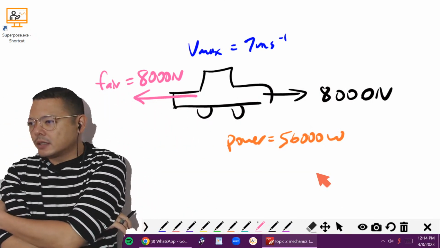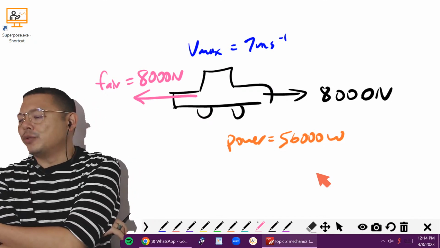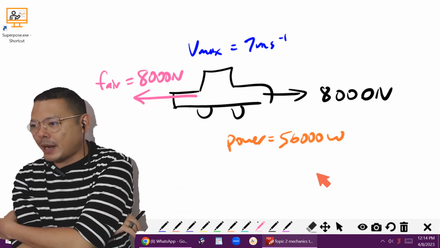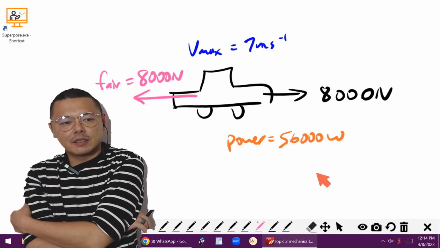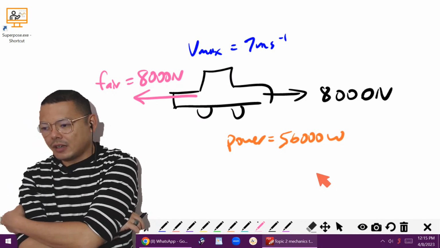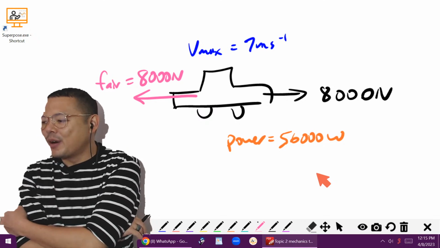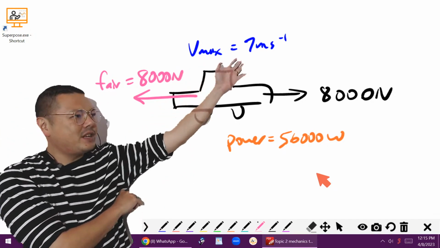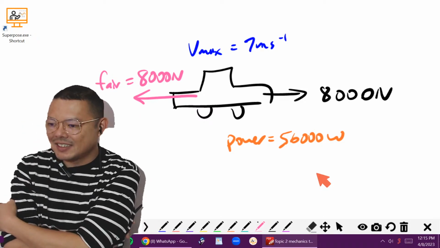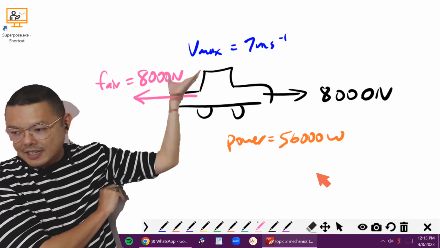Now, what happens if you want to drive faster? How to reduce the resistive force now? Let's say you want to drive at a greater maximum speed of 9 meters per second. What do you think will happen? You need more power, or you need more force. What I'm trying to get at is this: when you have a higher Vmax, what happens to the air resistance? Why does it become higher? Yes, you're saying that the air resistance is proportional to speed.